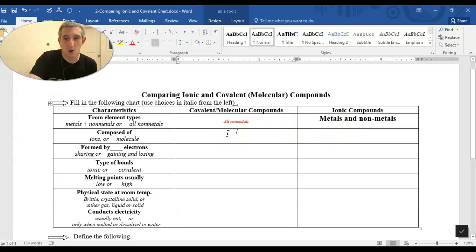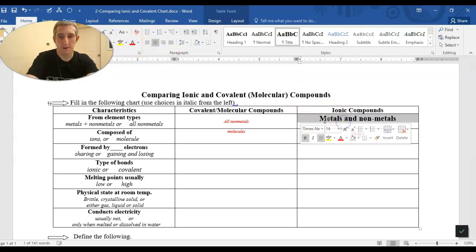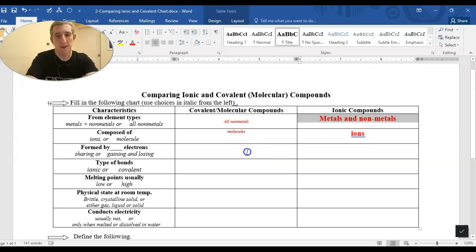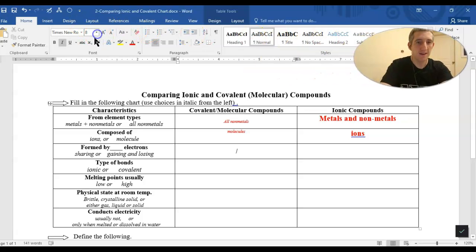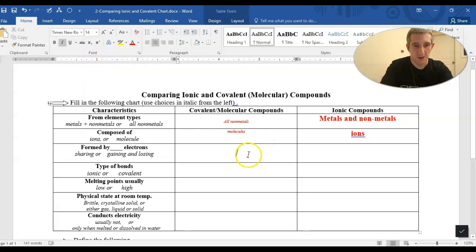So the covalents are composed of molecules. Red, pretty sure I misspelled it, but I can fix it quick. And then the ionic compounds are, hopefully not surprising, composed of ions. Red some more. All right. So, move myself over here, change my font from 8 to 14, and let's see what we can do.